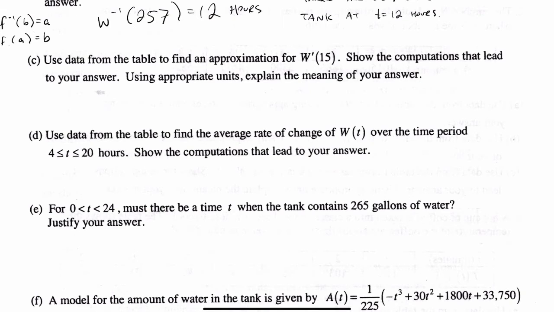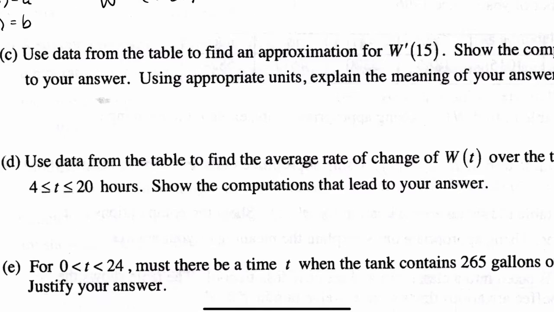Part C. Use data from the table to find an approximation for W prime of 15. Show the computations that led to your answer, and then using appropriate units, explain the meaning of your answer. We're trying to find W prime of 15. W prime of 15 represents the instantaneous rate of flow at time equals 15. Since all we have is a table of different W of T values for a discrete number of times, we don't have the ability to find the exact value of W prime of 15.